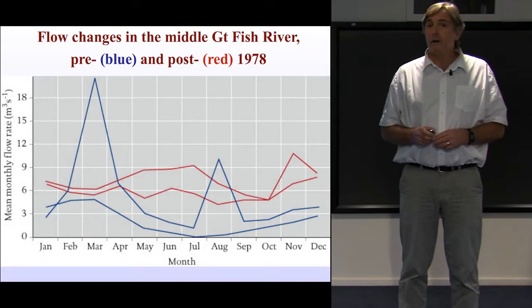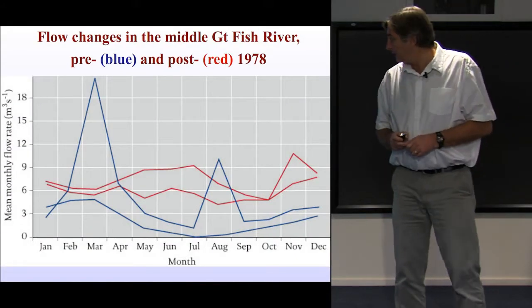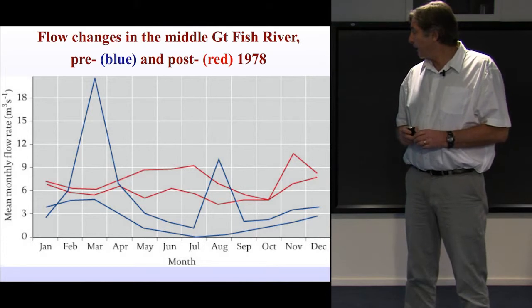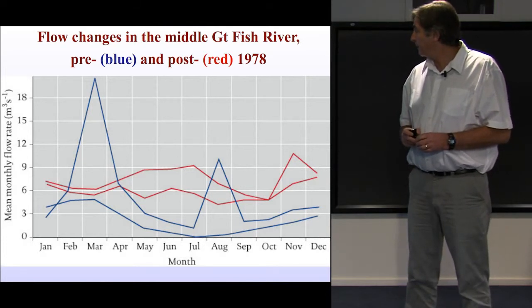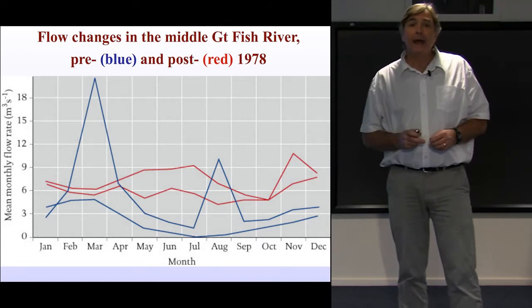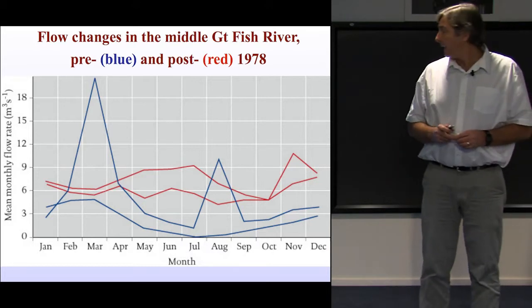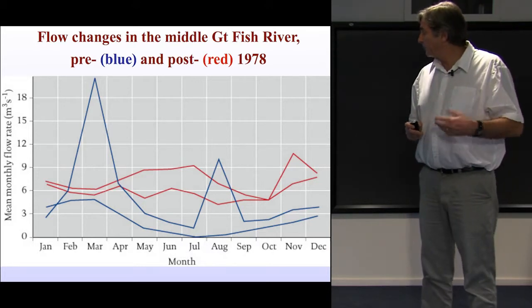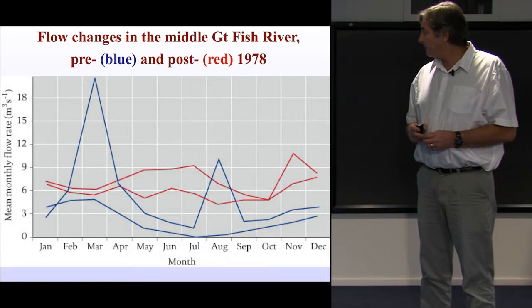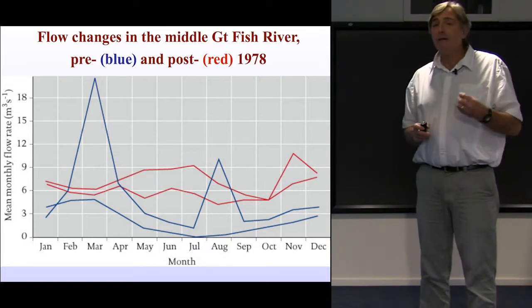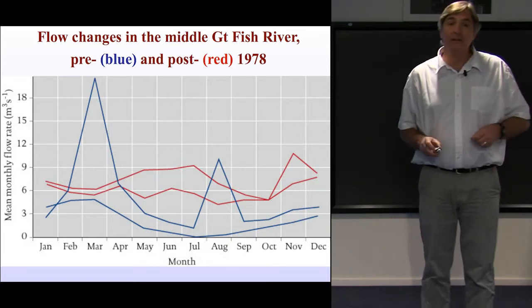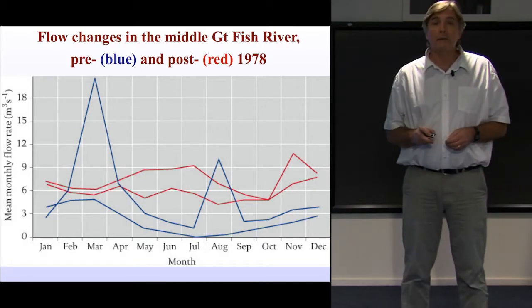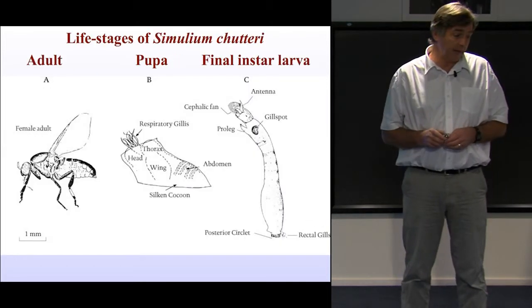So if we look at a graph of the flow in blue before the interbasin transfer and after 1978 in red at the top and middle reaches of the river, you can see that the red lines contain far less flow variability, and I want to just talk a little bit about the consequences of that.